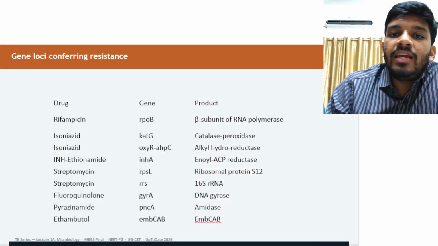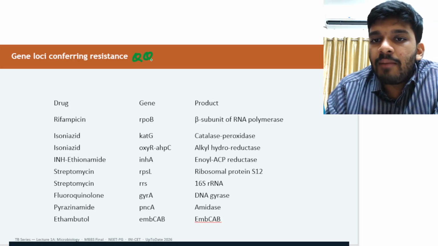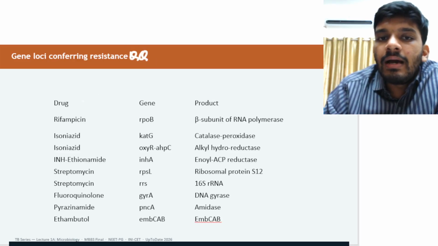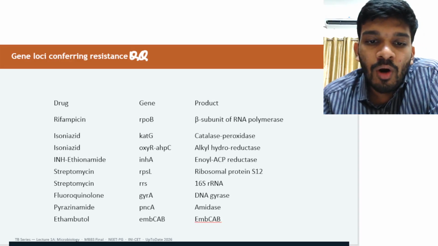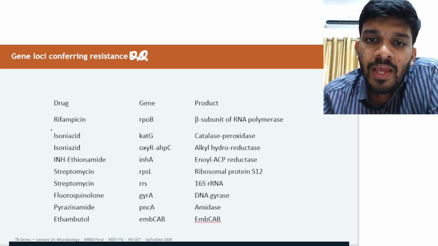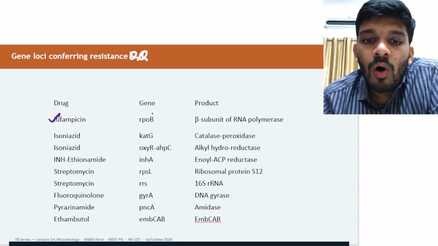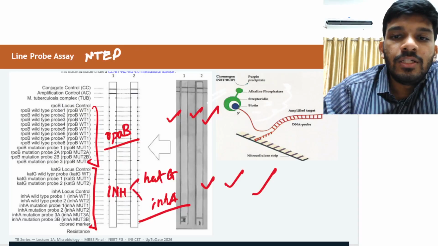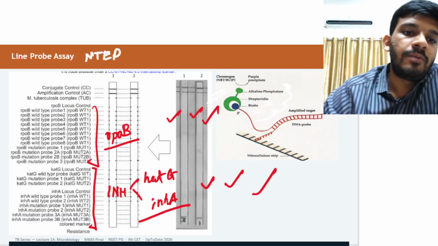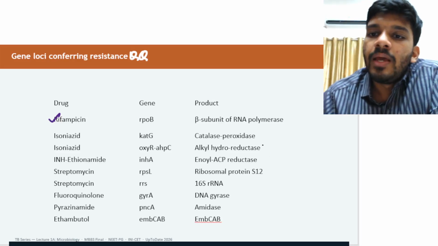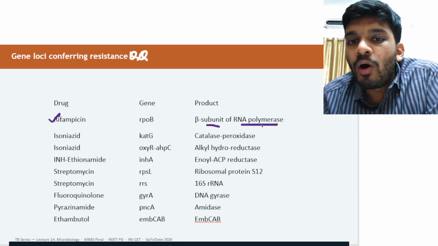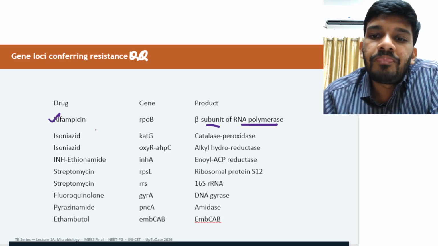These are some very, very important questions that can come in your exam. What are the various gene loci which give resistance to the various anti-TB molecules that are used? First one, rifampicin, RPOB, you all know. The important codons here are 516, 526, and 531. Those are the ones detected by GeneXpert and line probe assay. What it transcribes is the beta subunit of RNA polymerase, which is the target of rifampicin.